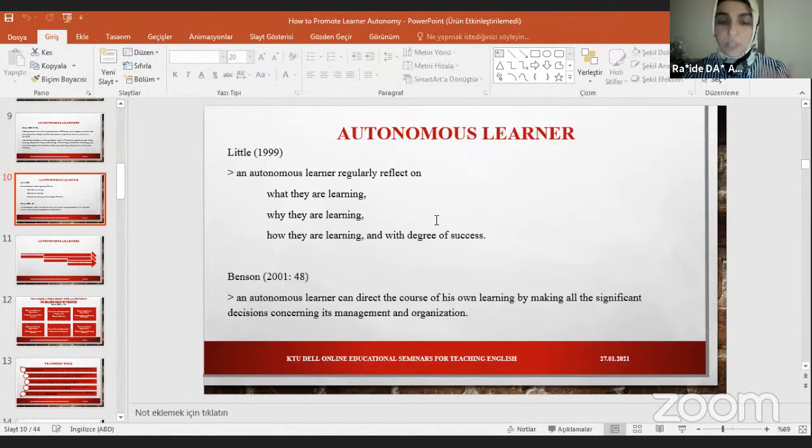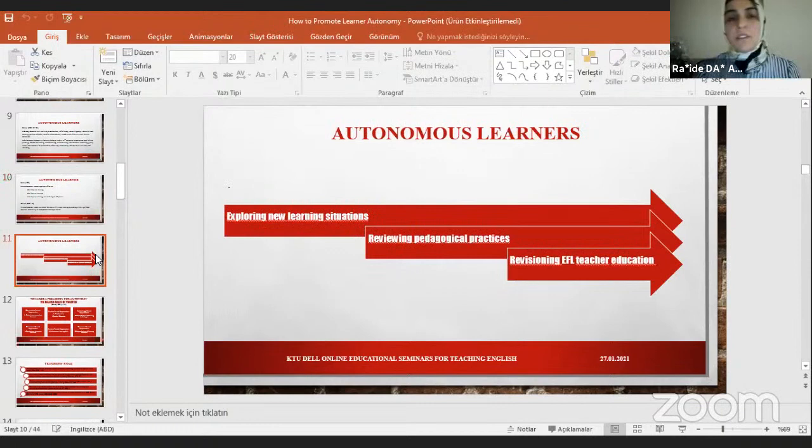So you see here, depending on the characteristics of the autonomous learner, we can say that we as teachers, as practitioners, should always explore new learning situations for assisting our students, our learners, to become autonomous. And we should review our pedagogical practices. And at the end, we can say that to have autonomous learners everywhere, we should also revise EFL teacher education, because to have autonomous learners, we need to have autonomous teachers as well.